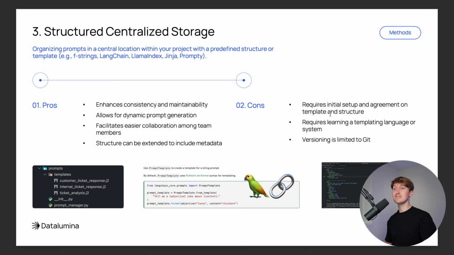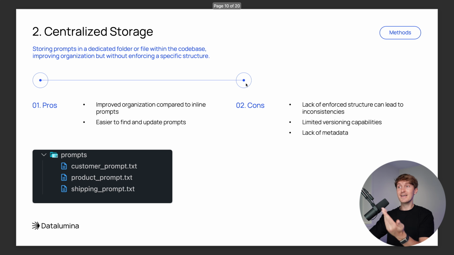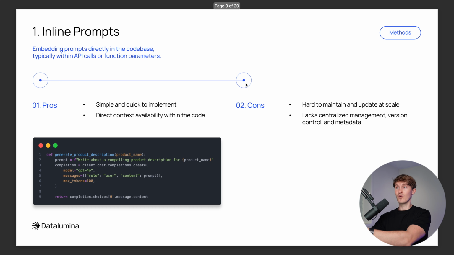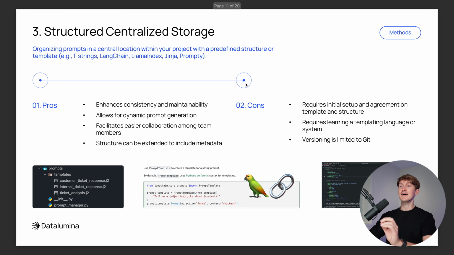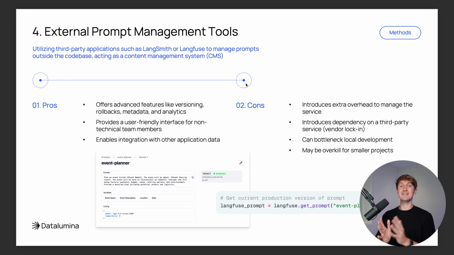And then some cons: it requires initial setup and agreement on template and structure. So yeah, you have to get clear on, okay, what is it that we're using? It requires learning a templating language or system, which, to be honest, is very easy, but it takes some more work than just, okay, dump the prompts in here or whatever inline. And then versioning is still limited to just Git, which might be all you need. But like I've said, sometimes you need a little bit more.